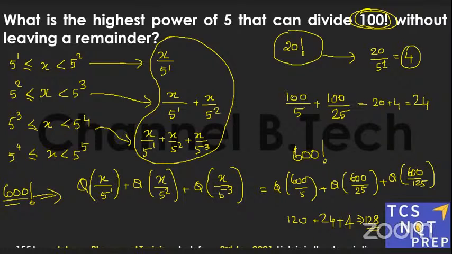How answer 4? Pavan, see, I am taking only the quotient of 600 when I divide it by 125. When you take the exact value, it will be 4.8. Okay, yeah, 148. Sorry, so it will be 148.